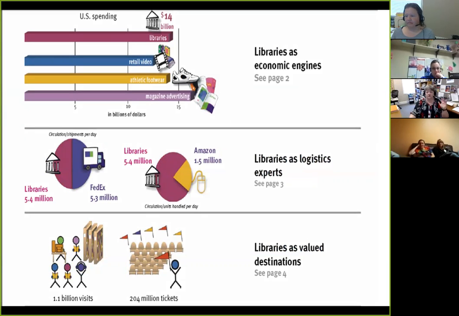OCLC has got some really good graphics for you that bring home the point. $14 billion in spending for libraries is about as much as people spend on retail video, tennis shoes, for Pete's sake, athletic footwear, and actually magazine advertising exceeds the cost of libraries. So look at different things here. Find some graphics. Go out and look at the infographics. There are so many infographic sites. Make your annual report sing.